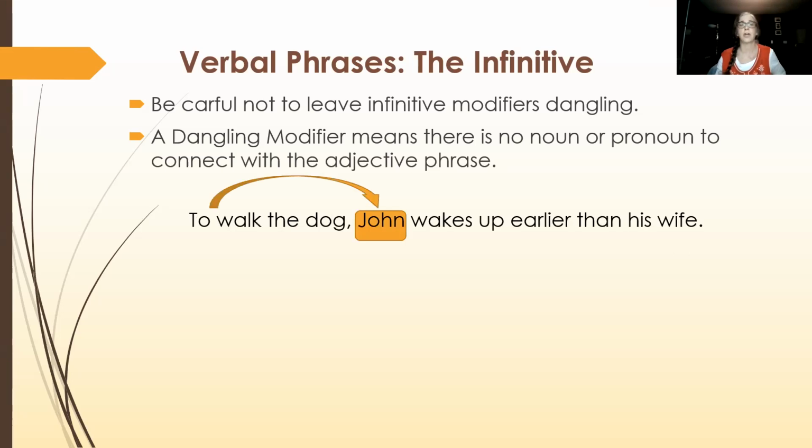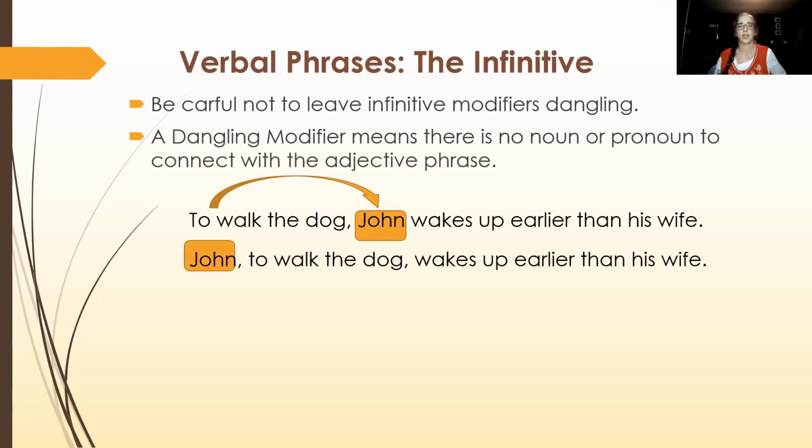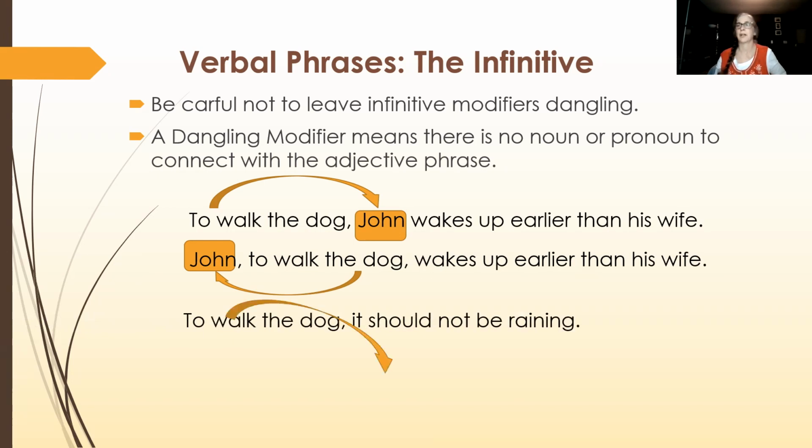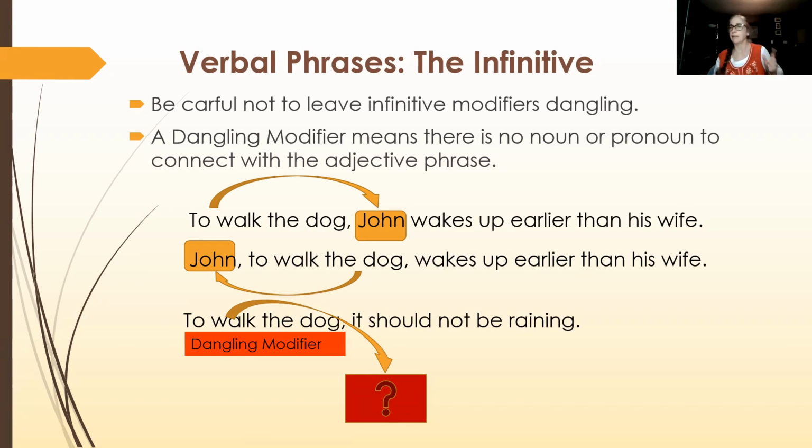Let's look at this one. To walk the dog, John. There's the infinitive modifying phrase. There's the noun, John. To walk the dog. Let's look at this one. To walk the dog, it should not be raining. Who's walking the dog here? There's a dangling modifier. And this happens a lot. So when we do our careful proofreading and we see that infinitive adjective phrase, we've got to make sure that we actually have a noun there. How would you reword this sentence?